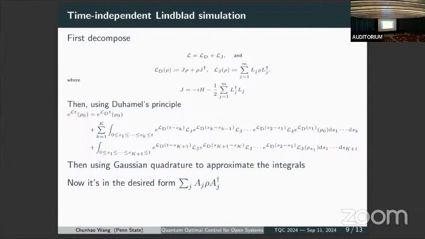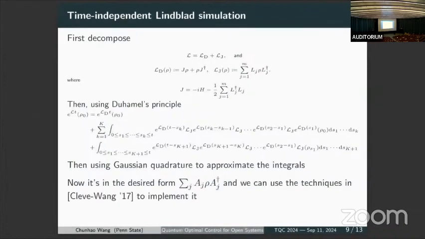So this term is nice because we have technical tools to implement it. For example, when you are given the block encoding of each jump operator, then you know how to implement this completely positive map by using the result from previous work. Then you can simulate this time-independent Lindblad evolution. And the previous work shows that the complexity for this simulation is T times polylog of T over epsilon. So this is the time-independent case.